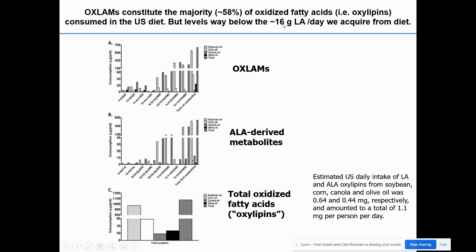So the units matter here: 16 grams of LA per day versus 0.6 milligrams of OXLAMs per day. So even though OXLAMs make up the majority of oxidized fatty acids we consume, the amount we get is less than a milligram. It's minuscule compared to how much LA is in the diet. And again, LA is at least 7% of total calories in the diet.